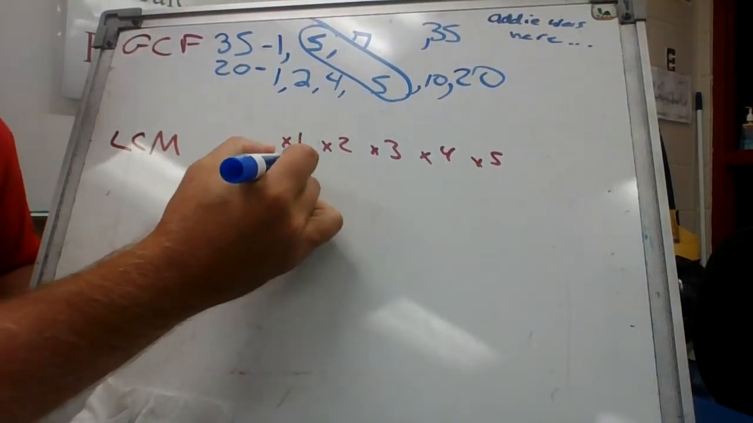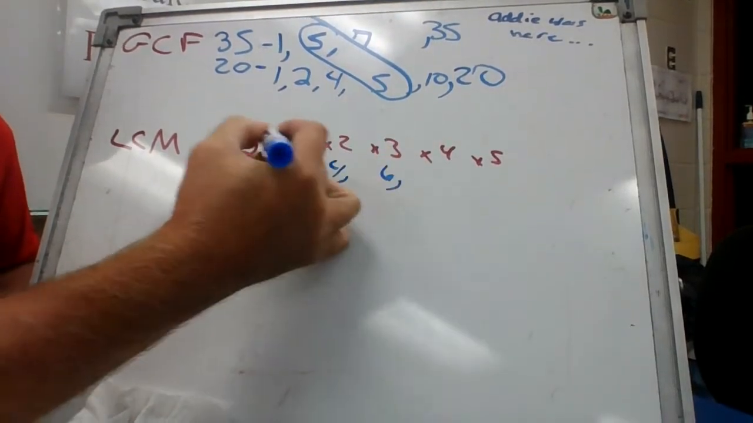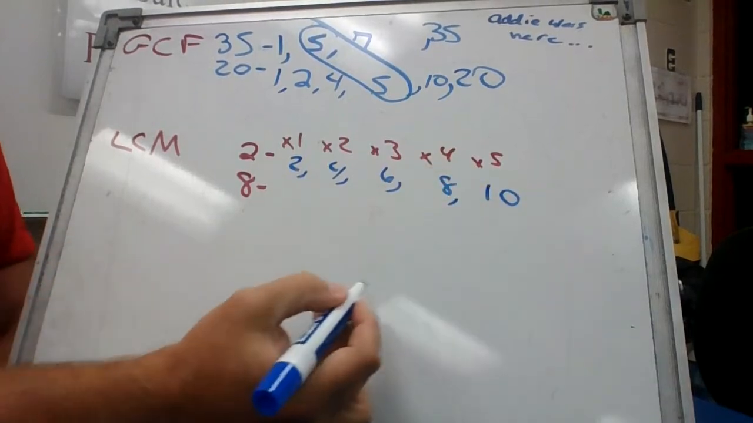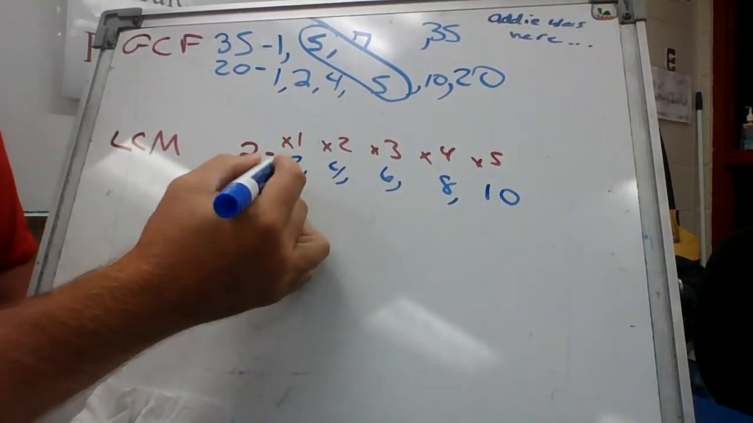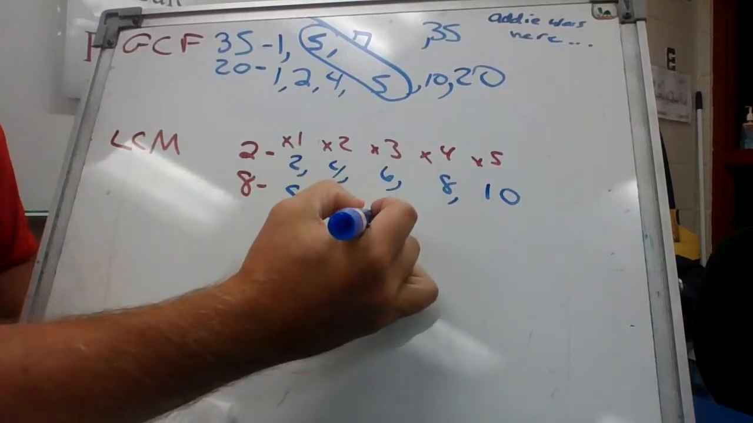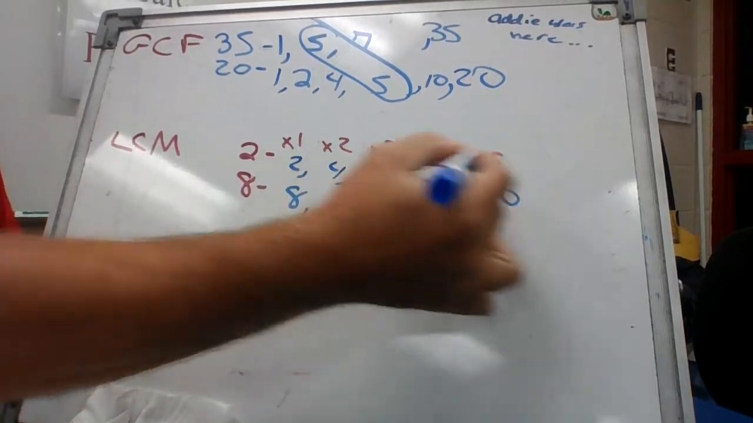So I know 2 times 1 is 2. 2 times 2 is 4. 2 times 3 is 6. 2 times 4 is 8. 2 times 5 is 10. Same process with 8. 8 times 1 is 8. 8 times 2 is 16. 8 times 3 is 24. 8 times 4 is 32. 8 times 5 is 40.